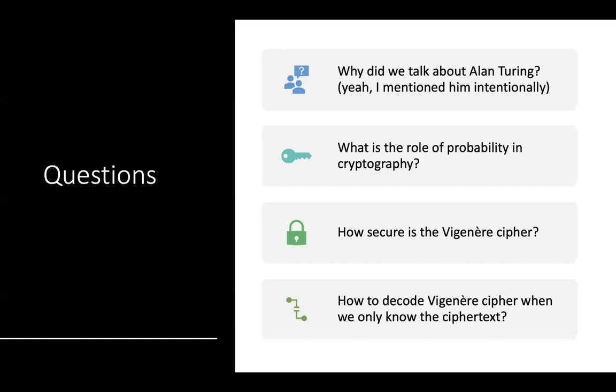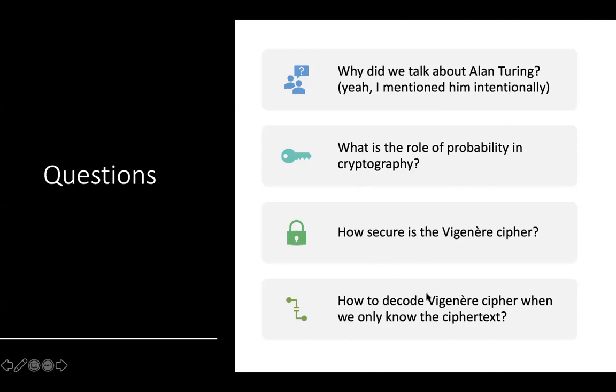So these are 4 questions for us to think about. Why do we talk about Alan Turing in our informal lecture? I am going to include Alan Turing and his work in our future meetings. And what is the role of probability in cryptography? You could Google it, or you could just guess. And how secure is the Vigenère cipher? We are essentially going to think of it regarding probability. That's why we're saying that the topic of this lecture is probability everywhere.